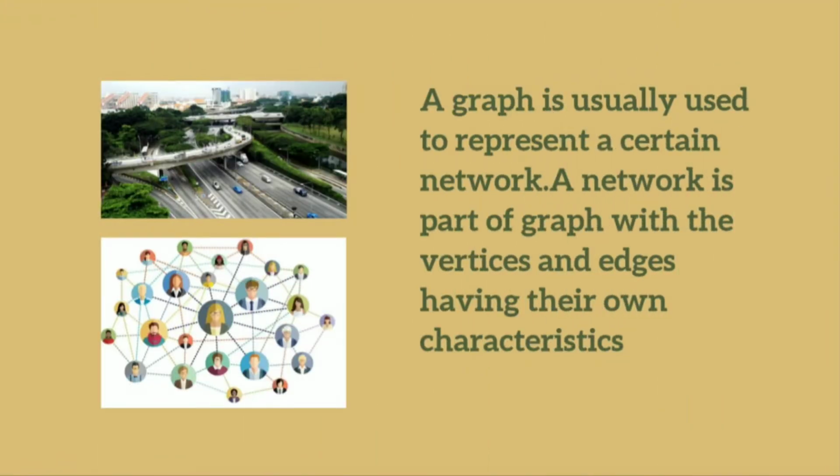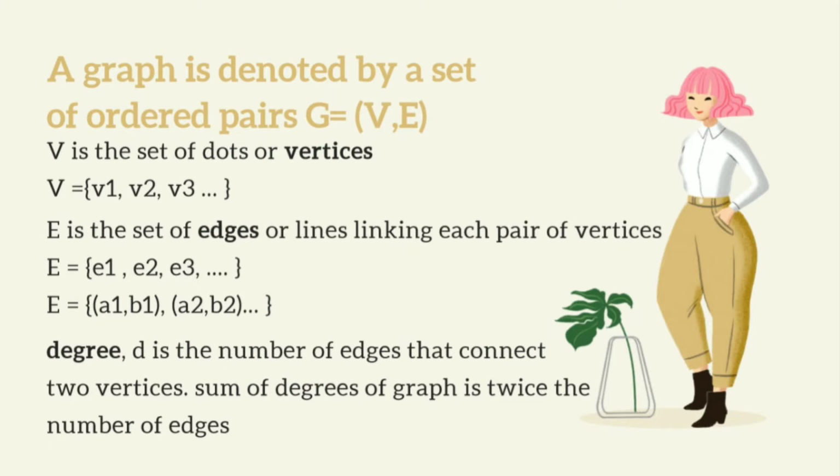Now, we look back at our previous slide. As you can see, there is a picture of land transport network. For this example, the vertex are regions, towns, cities, or certain buildings that are linked, and the edge are roads, highways, or railway lines. A graph can be denoted by a set of ordered pairs. V is the set of dots or vertices. E is the set of edges or lines linking each pair of vertices.